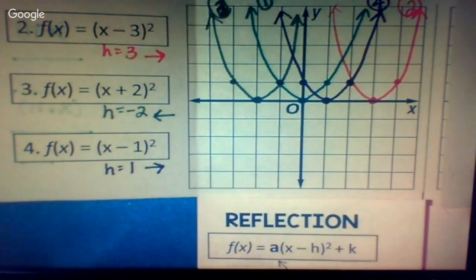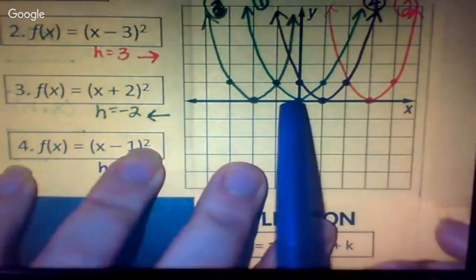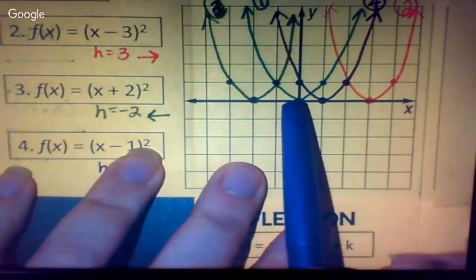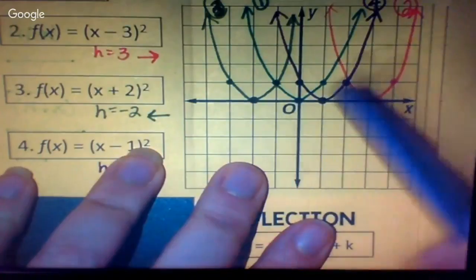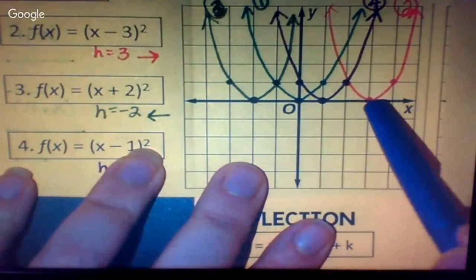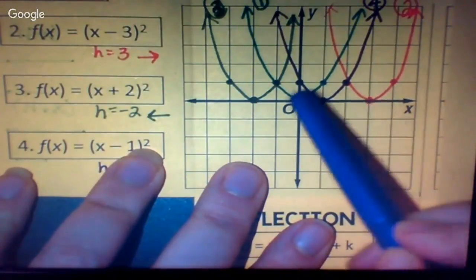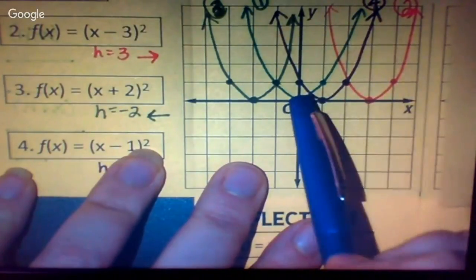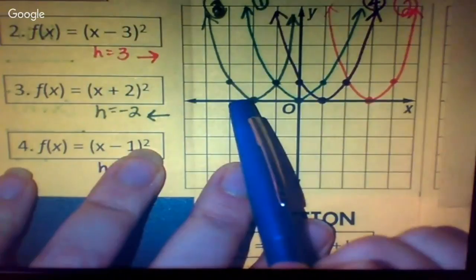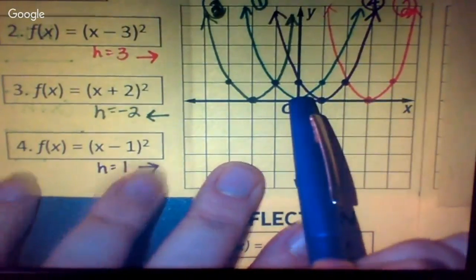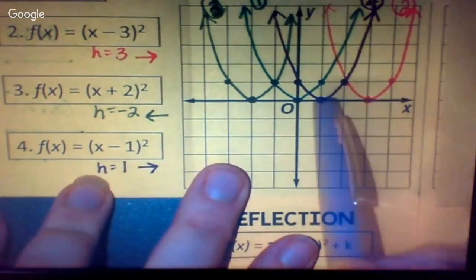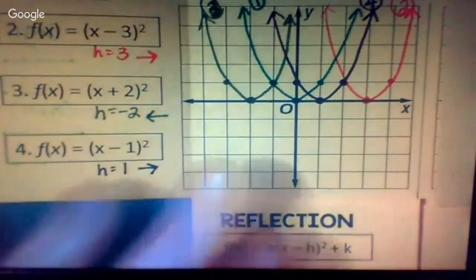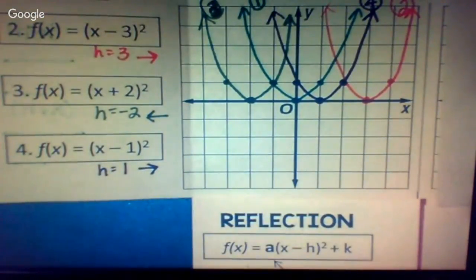So this was my original one that started at the origin. Graph number 2, move 3 to the right. 1, 2, 3. Here's graph number 2. Graph number 3, move 2 to the left. Again, from this original one at the origin, we moved 2 to the left. And then back to the origin, the last one moved 1 to the right, so that's that one. Everything is based off of that parent function.